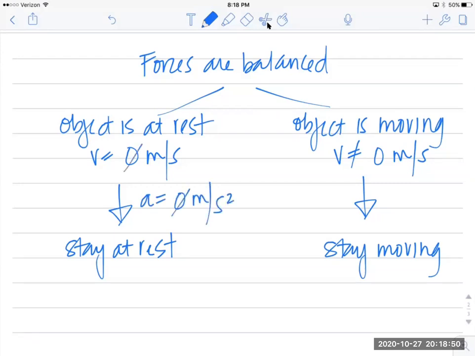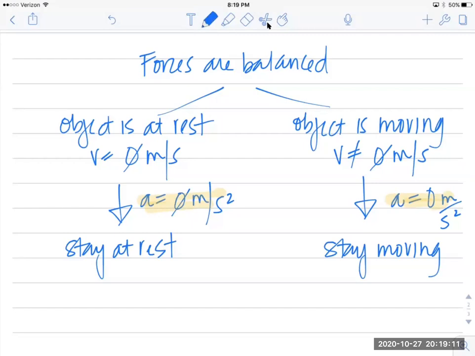And in order to keep moving, we have to have no change in our acceleration here. So notice that the acceleration is 0 for both conditions. An object is just going to keep doing what it's doing.